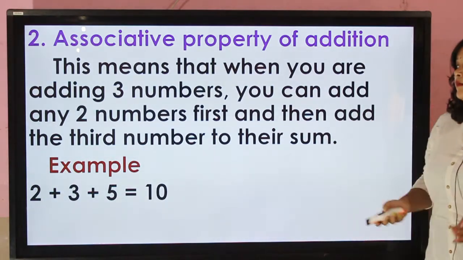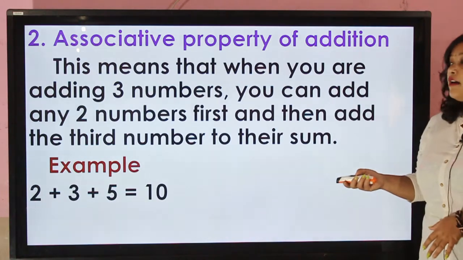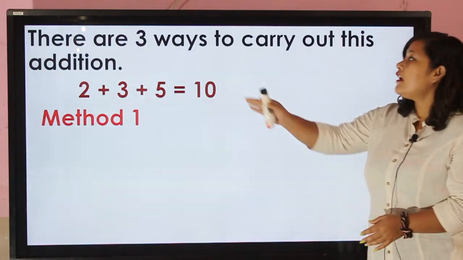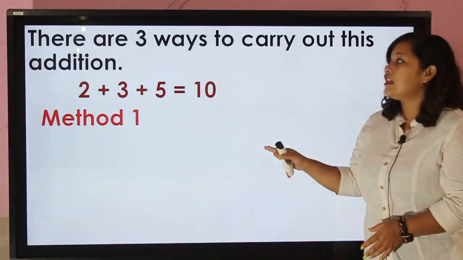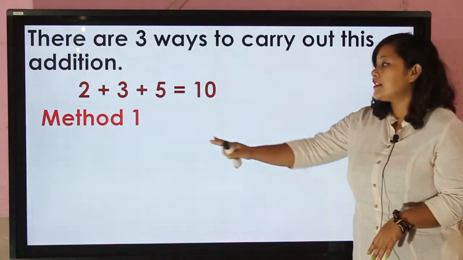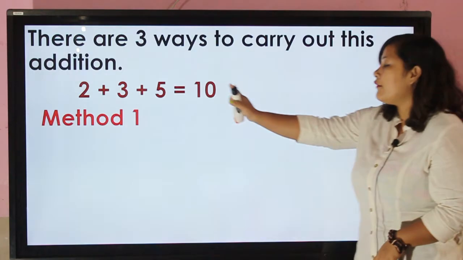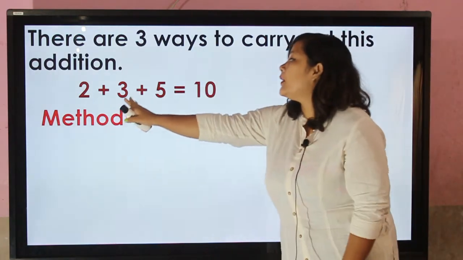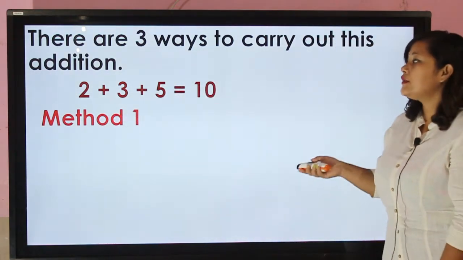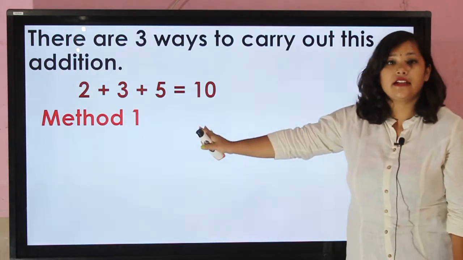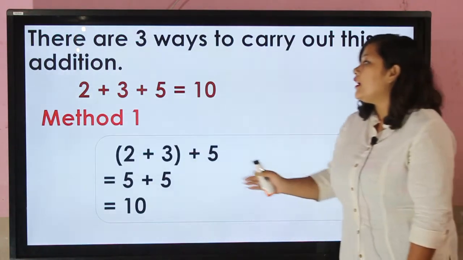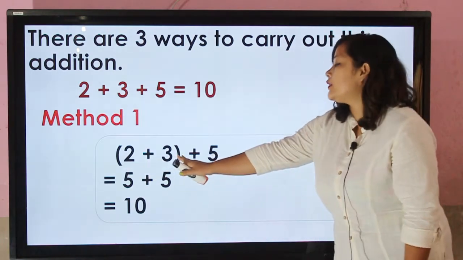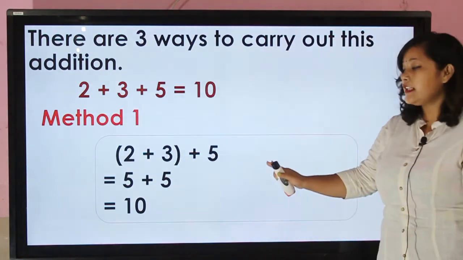Let's see an example to be clear about it. There are three ways to carry out this addition. But as method one here, we have the question 2 + 3 + 5 = 10. Let's see how we get 10. We have 2 + 3 + 5, isn't it?